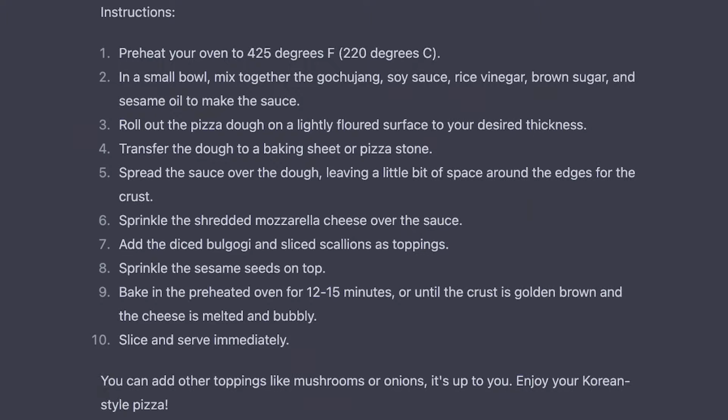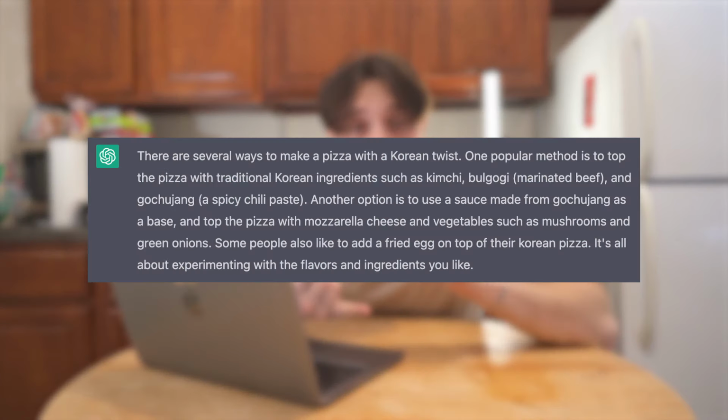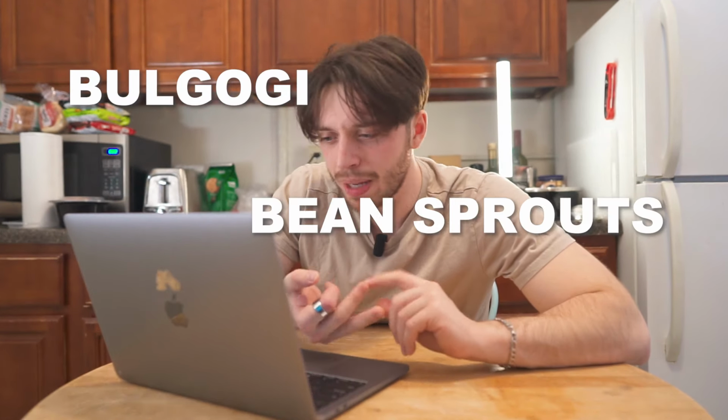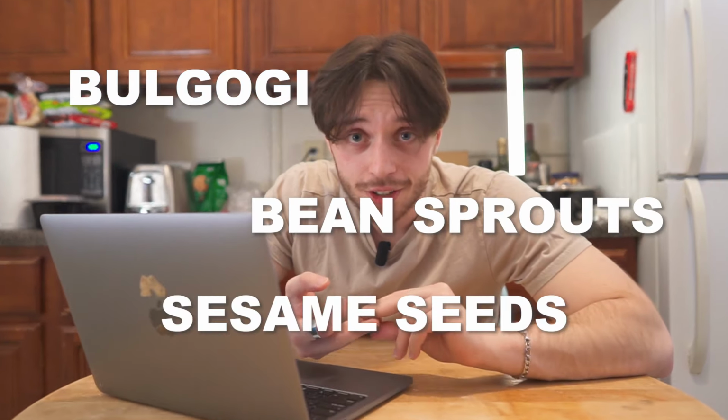So I'm gonna ask ChatGPT if they can make this pizza with a Korean twist. All right, and there we go. Right off the bat, it says to replace the tomato sauce with gochujang. Sounds like a good idea. And then it gives a list of Korean toppings like bulgogi, bean sprouts, and sesame seeds. So before we make the pizza, we gotta go and get the ingredients. So let's go ahead and get our booty to the grocery store.